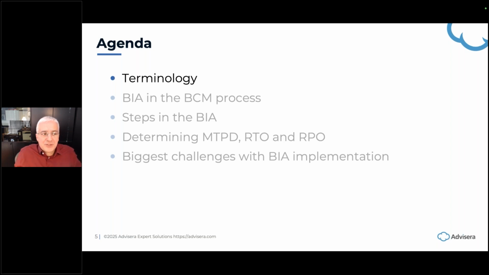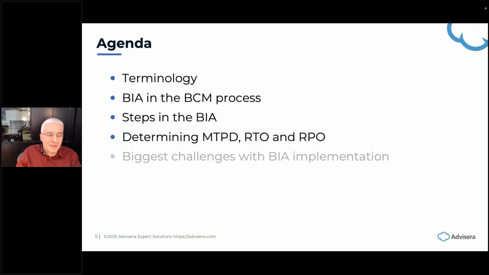Let's see the agenda. First, I'll go through the terminology, a couple of things that you need to know about this standard. Then, what is BIA, business impact analysis, in the BCM, business continuity management process? What are the steps in the business impact analysis? You'll see 5 steps there. Then how to determine MTPD, RTO, RPO: maximum tolerable period of disruption, recovery time objective, recovery point objective. I'll show you in a couple of real-life examples how you can determine these things through a business impact analysis. If there is enough time, we'll also go through the biggest challenges with business impact analysis implementation. I'll try to end the webinar in about 40-45 minutes, so if there's still some time, we'll go through these biggest challenges. And at the end, we'll also go through a Q&A session.